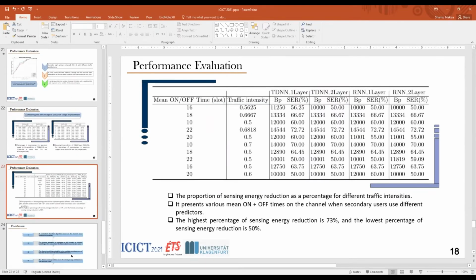This table shows the proportion of energy saving, energy reduction as a percentage, for different traffic intensities. The highest percentage of sensing energy reduction is 73%, and the lowest percentage of sensing energy reduction is 50%.